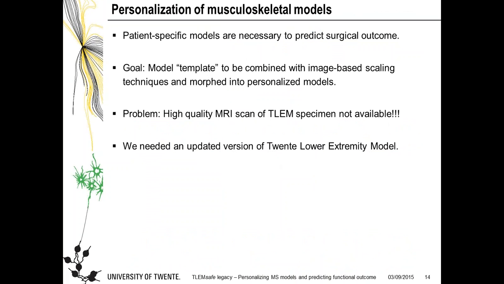For complex biomechanical applications, such as the prediction of a functional outcome of a surgical operation, an accurate description of the musculoskeletal system of the patient is necessary. For this reason, our goal was to create a model template that could be easily combined with image-based scaling techniques and morphed into personalized models. The problem was that the only MRI scan available of the cadaver specimen used for the TLEM model had a very low quality, with respect to our required accuracy. Hence, we needed to update the Twente lower extremity model.